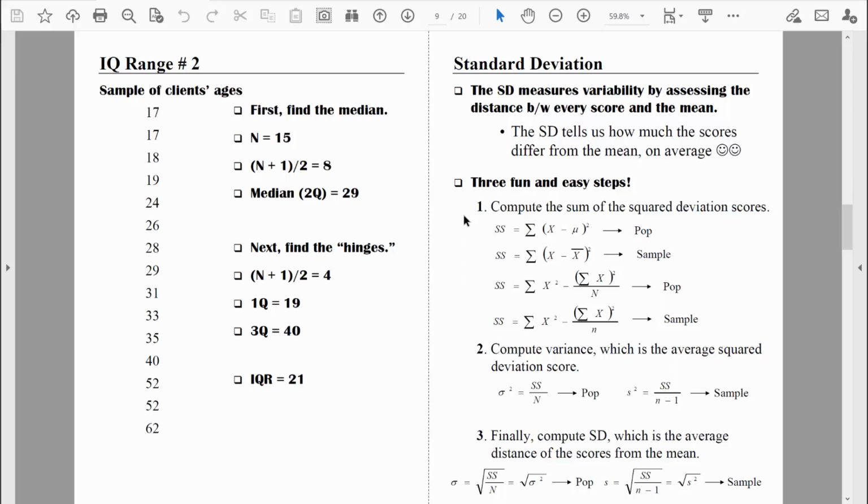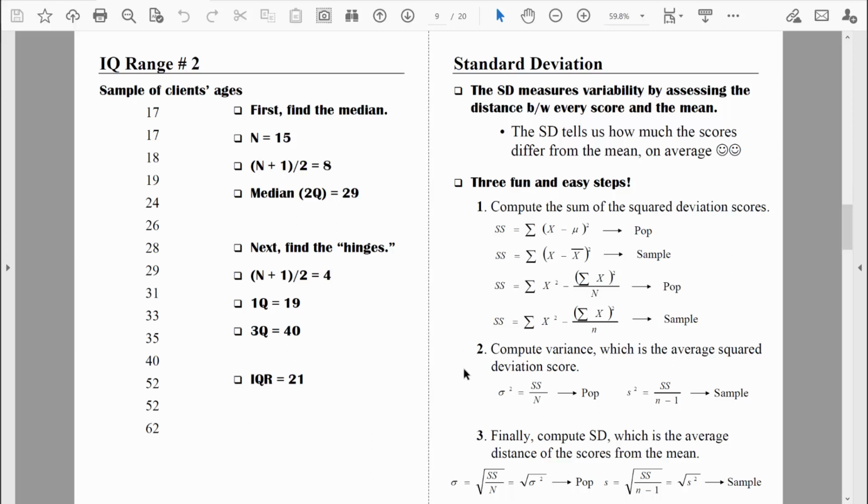We first compute what's known as the sum of the squared deviation scores. I usually use an SS to abbreviate that because we normally just call it the sum of squares. It's the sum of the squared deviation scores. The sum of squares is the basis for measuring variability when it comes to the standard deviation.